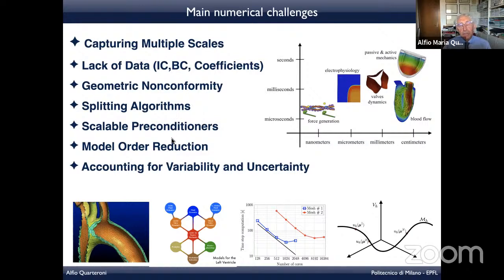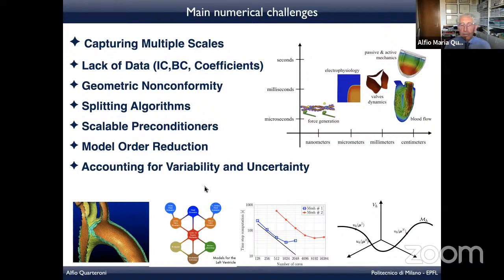We need scalable preconditioners because we need parallel computers and we need to solve all this in parallel. So you have to make sure that your algorithm scales properly when you go from 10 CPUs to 1,000 CPUs. We need model order reduction because the simulation of a single heartbeat takes order of days on one of the biggest supercomputers in Europe. And if we want to interact with doctors, we have to take this down to the level of minutes. So you need model order reduction. And of course, you have to account for the variability and uncertainty.